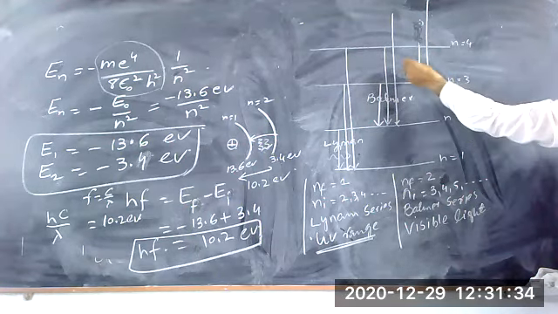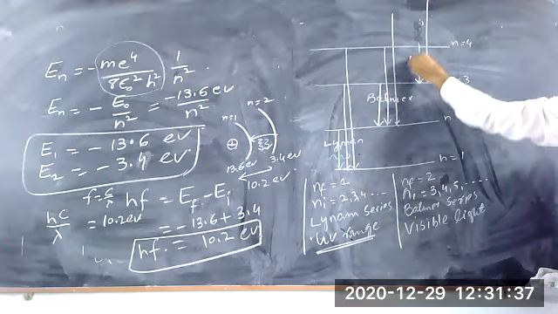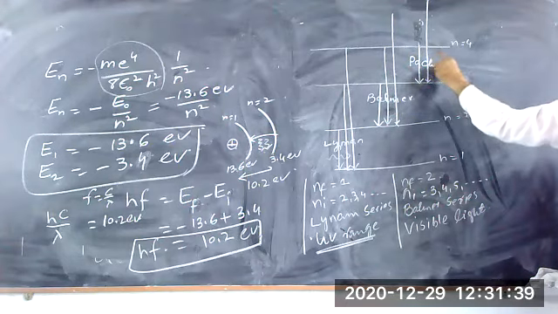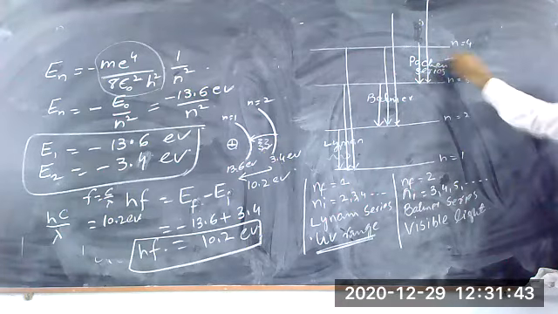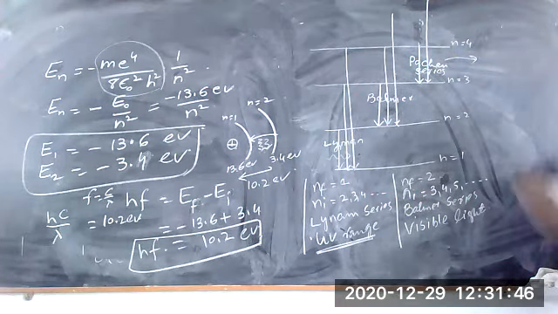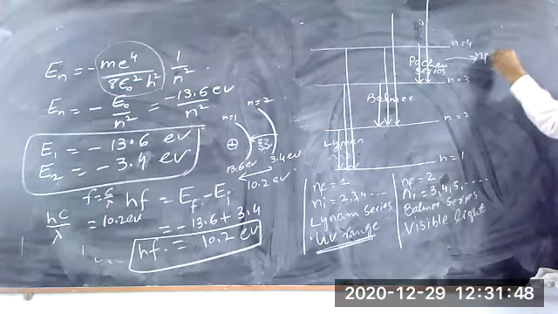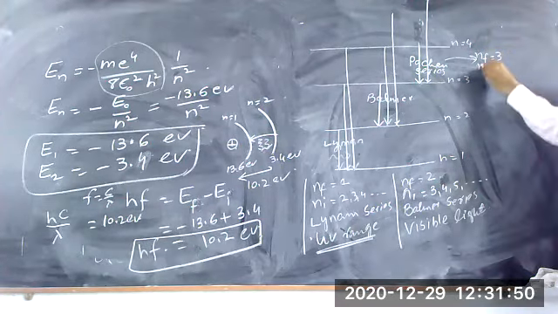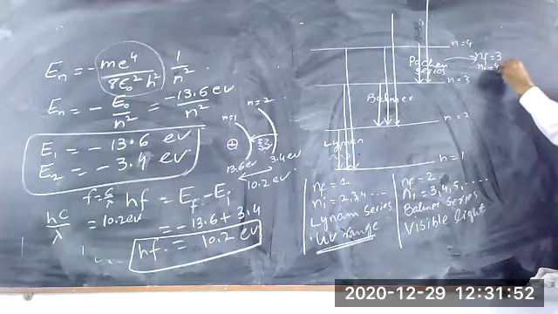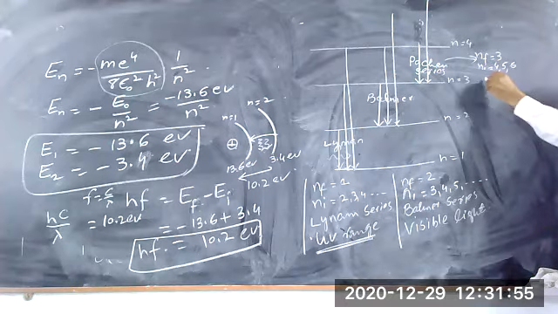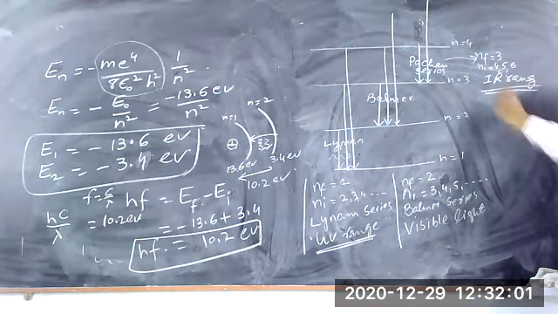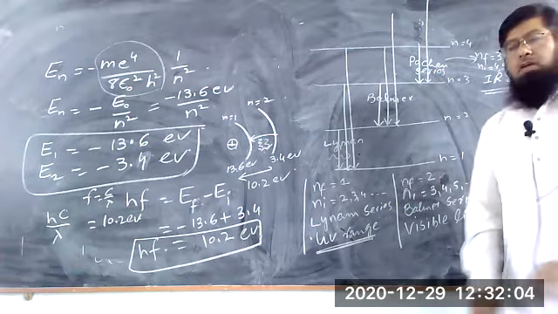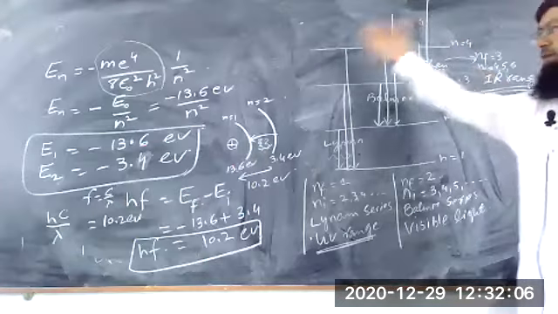This is the Paschen series. In this Paschen series, we say that the final level is n equal to 3 and the initial level may be 4, maybe 5, maybe 6. And this is known in the IR range. IR means infrared range. So this gives you the different wavelengths.